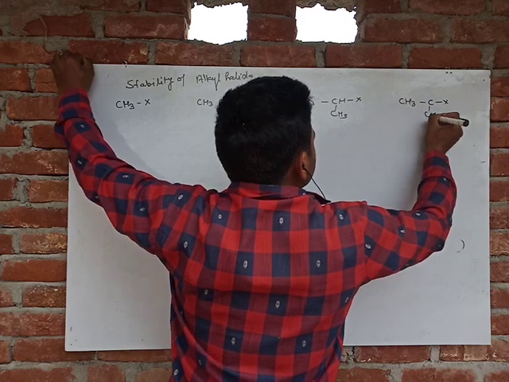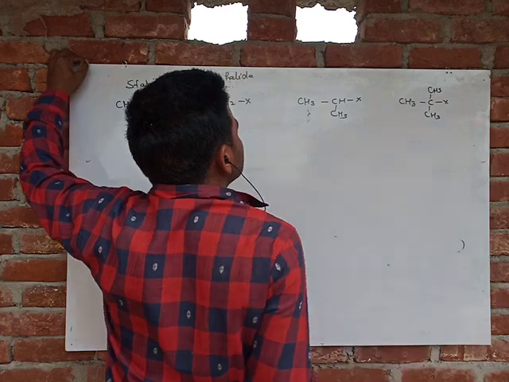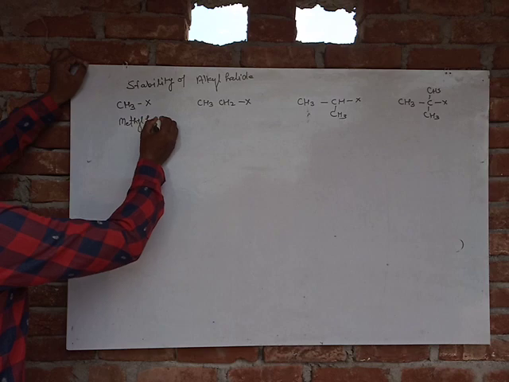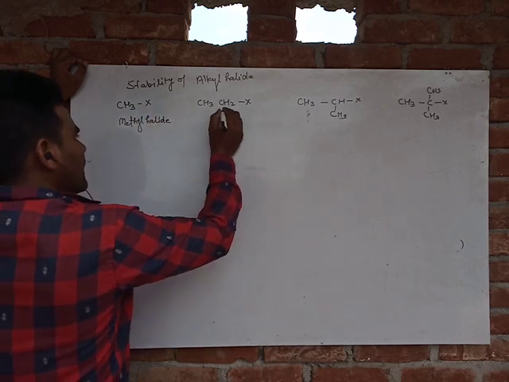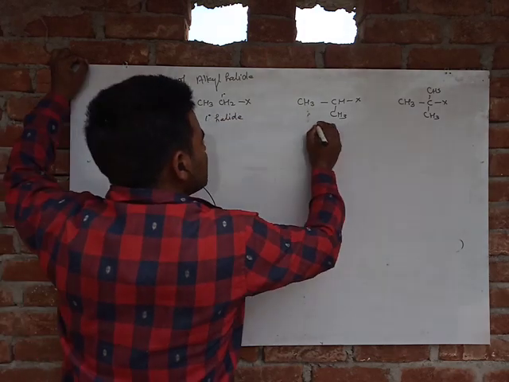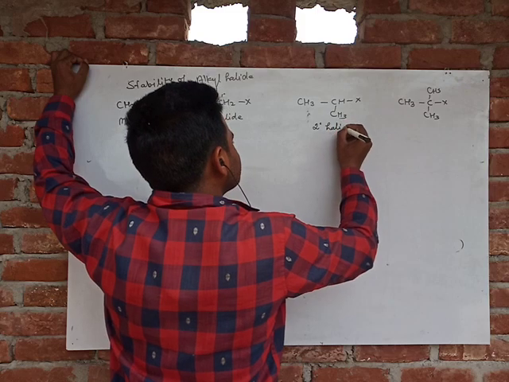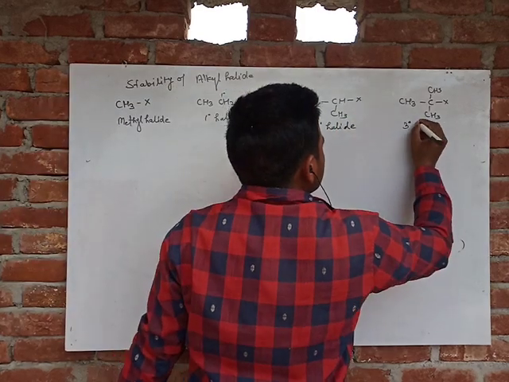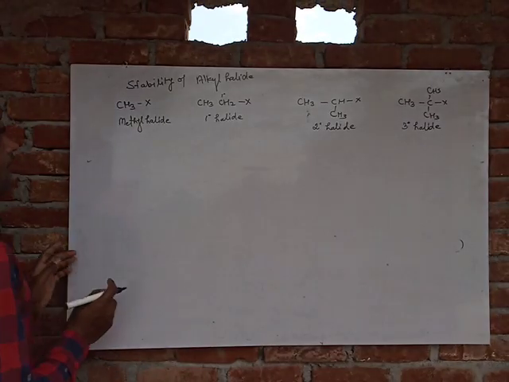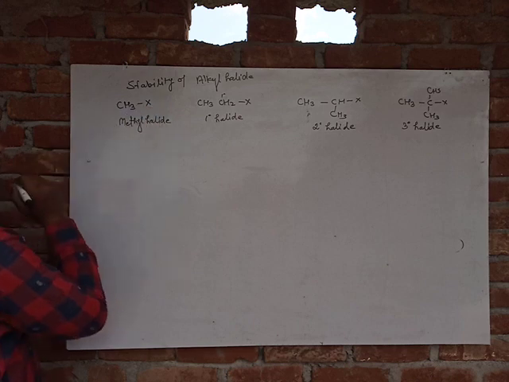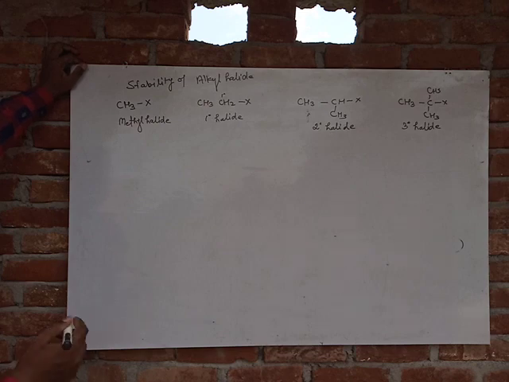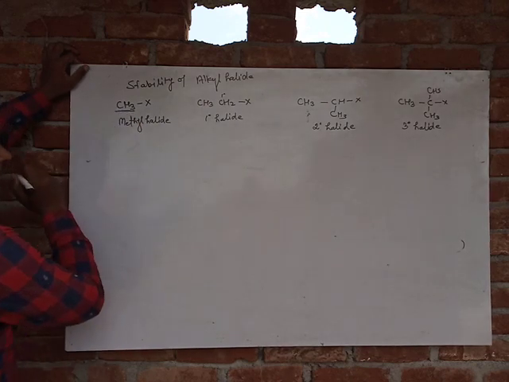This is the tertiary halide. This is methyl halide, this is the primary halide, this is the secondary halide, and this is the tertiary halide. The reactivity of these halides due to cleavage of the C-X bond can be discussed on the basis of the electron donating capacity of the methyl group or alkyl group.